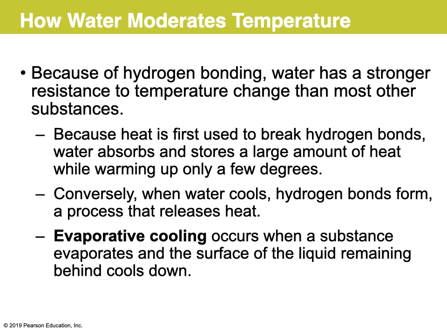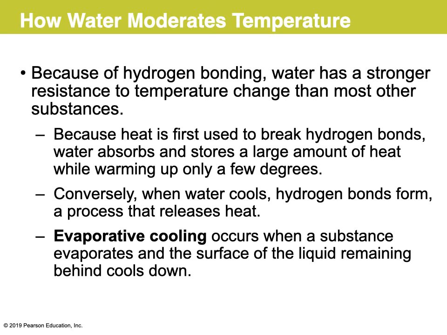Now, because of the hydrogen bonding, water has a stronger resistance to temperature change than most other substances. Because heat is first used to break hydrogen bonds, and all those hydrogen bonds together are very, very strong, water is going to absorb a lot of heat while only warming up a few degrees. Right, because that heat is going to be breaking hydrogen bonds first. You've got a zillion hydrogen bonds. It's going to take a lot of heat to break them apart. And eventually, if you apply enough heat, you break them apart, and the water leaves as steam.